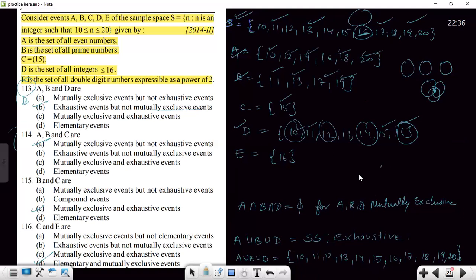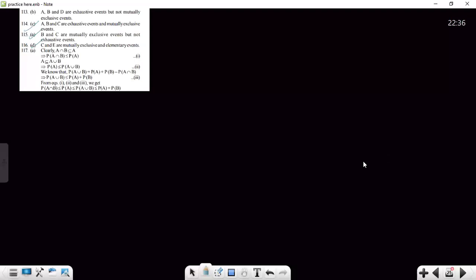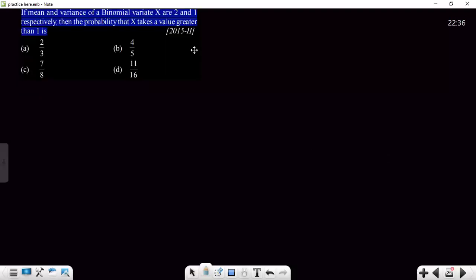Okay, let's now move ahead with our upcoming questions. If the mean and variance of a binomial variate X are 2 and 1 respectively, then the probability that X takes a value greater than 1 is.